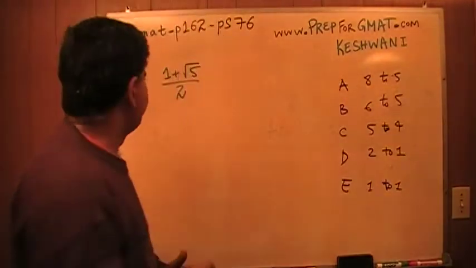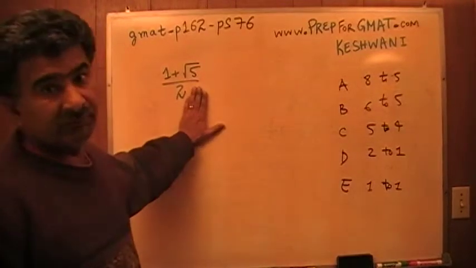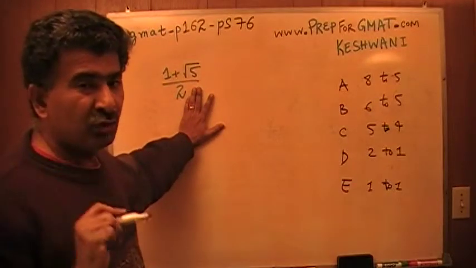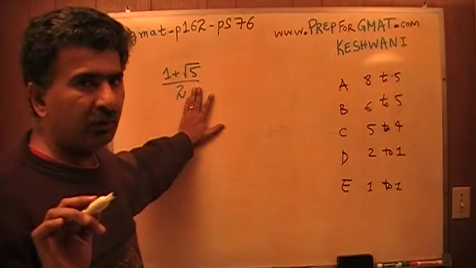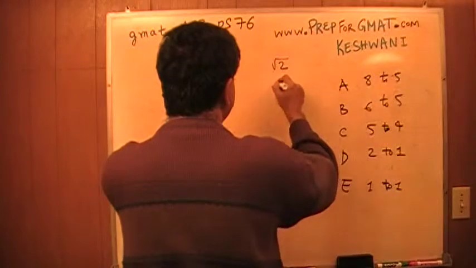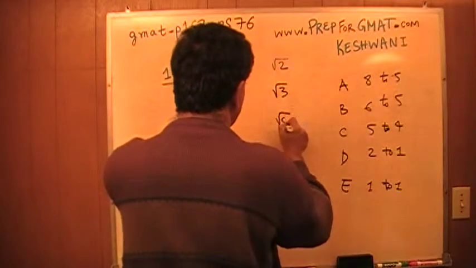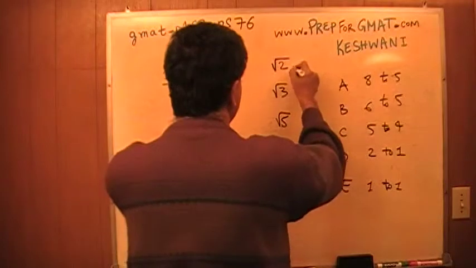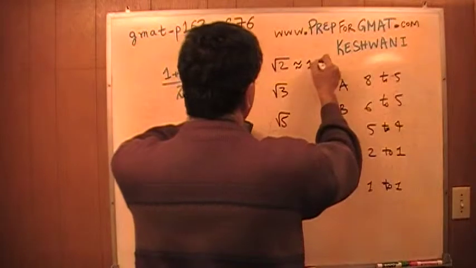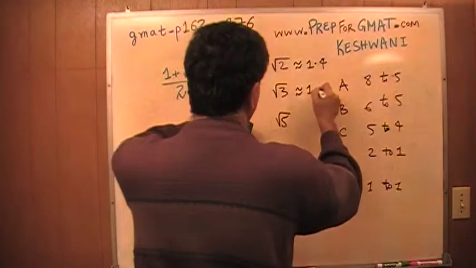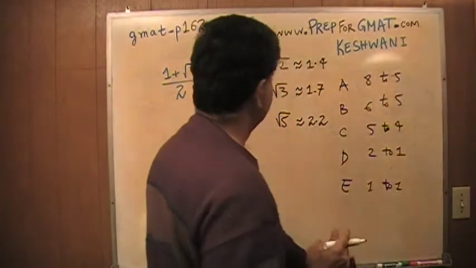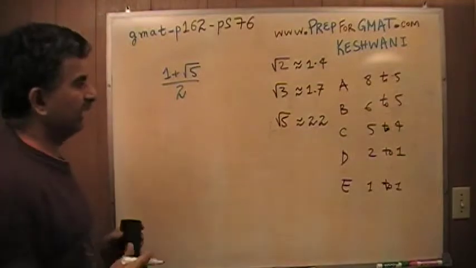For example, here, well, you do need to know what root 5 is. I'm sorry to have to tell you this. I'm going to put down on the blackboard 3 values of roots that you should know by heart for GMAT. And if you don't know them, learn them now. One is root 2, root 3, and root 5. Root 2 is, I shouldn't say equal to, it's not equal to. It's approximately equal to 1.4. This guy is approximately equal to 1.7 and this guy is approximately equal to 2.2. You should know this by heart.